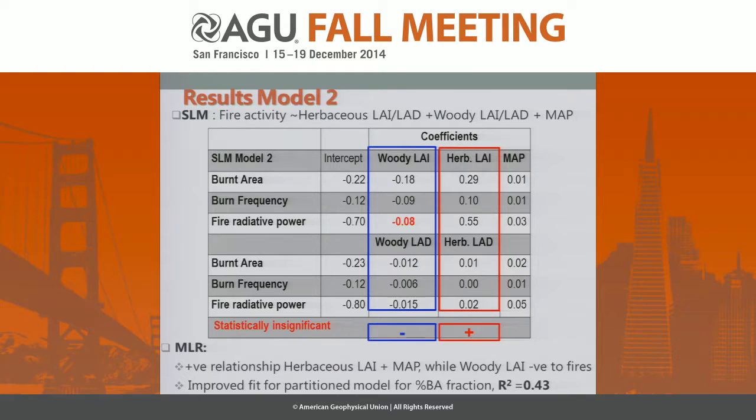However, we saw a positive relationship with precipitation here in this spatial lag model. And for the multiple linear regression, we saw a positive relationship, just as we saw in the herbaceous. We saw a positive relationship for the herbaceous leaf area and mean annual precipitation, while the woody cover component had a negative impact on fire activities. And this shows that there was an improved fit for the partition model for percentage burnt area fraction, where our R squared increased from 0.3 to 0.43. That is, 43% can be explained by model 2 in our analysis.